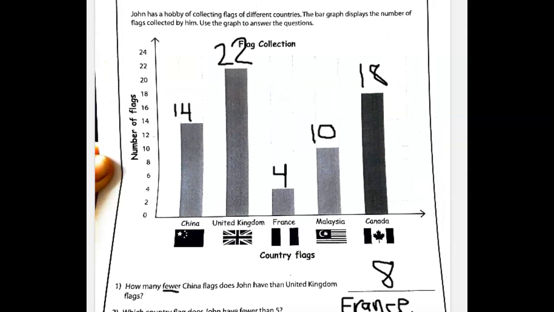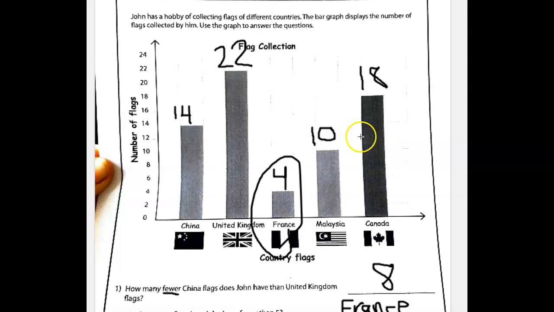Okay, so for number 5, it says write the countries in order from fewest flags to most flags. So instead of writing it out, I want you to just circle. First, I want you to circle the country with the least amount of flags. So when you look at your graph, which one has the least amount of flags? That is France, and I want you to circle it. Then I want you to circle the one with the most flags. So which country has the most flags? That is the United Kingdom.